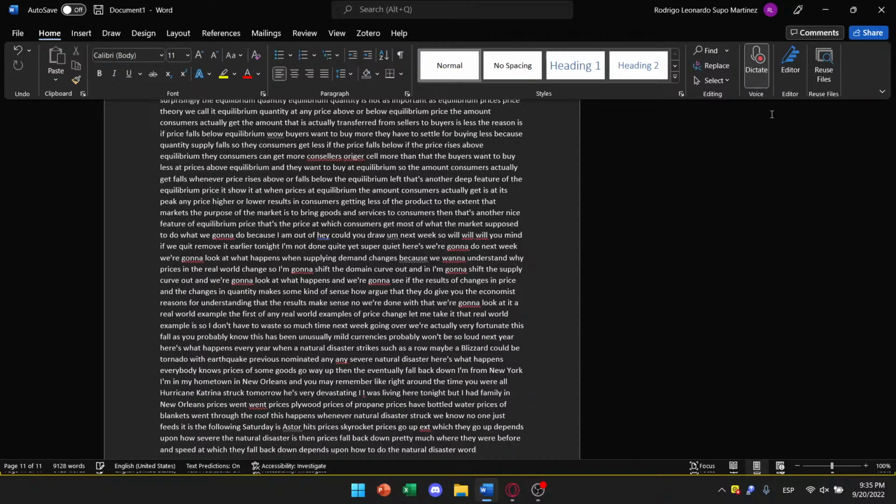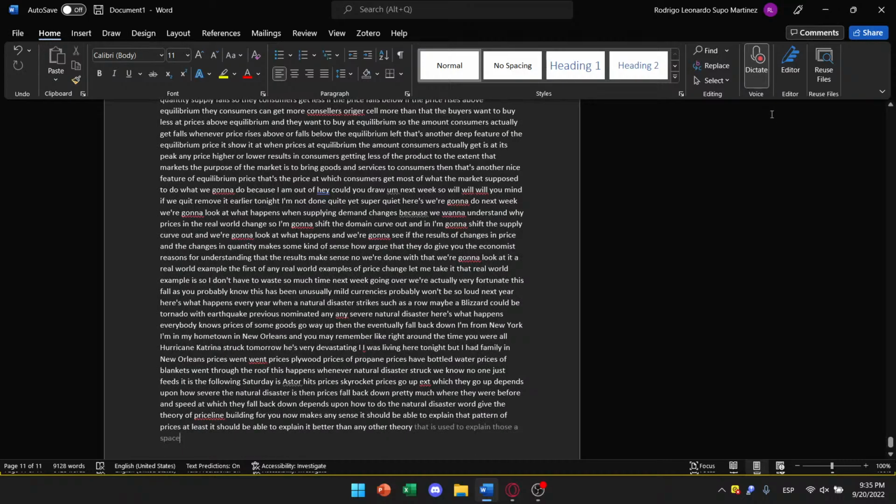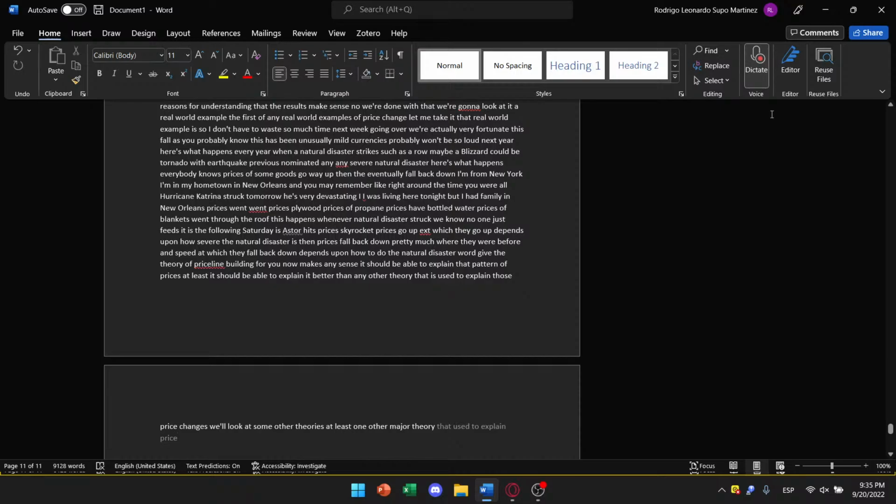If the theory of price that I am building for you now makes any sense, it should be able to explain that pattern of prices. At least it should be able to explain it better than any other theory that is used to explain those price changes. We'll look at at least one other major theory used to explain those price changes, and we'll compare it to what economics has to say about it. I'll see you all next week.